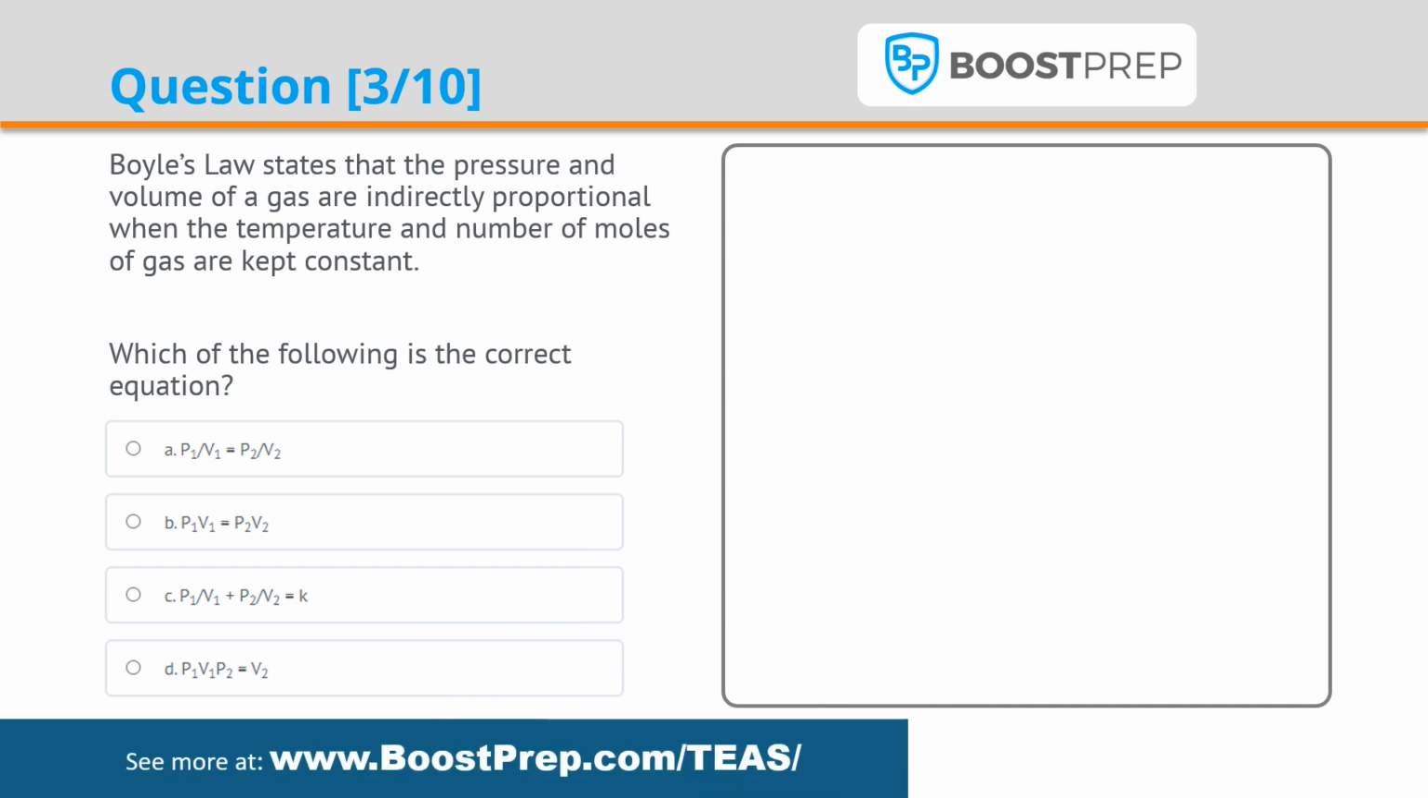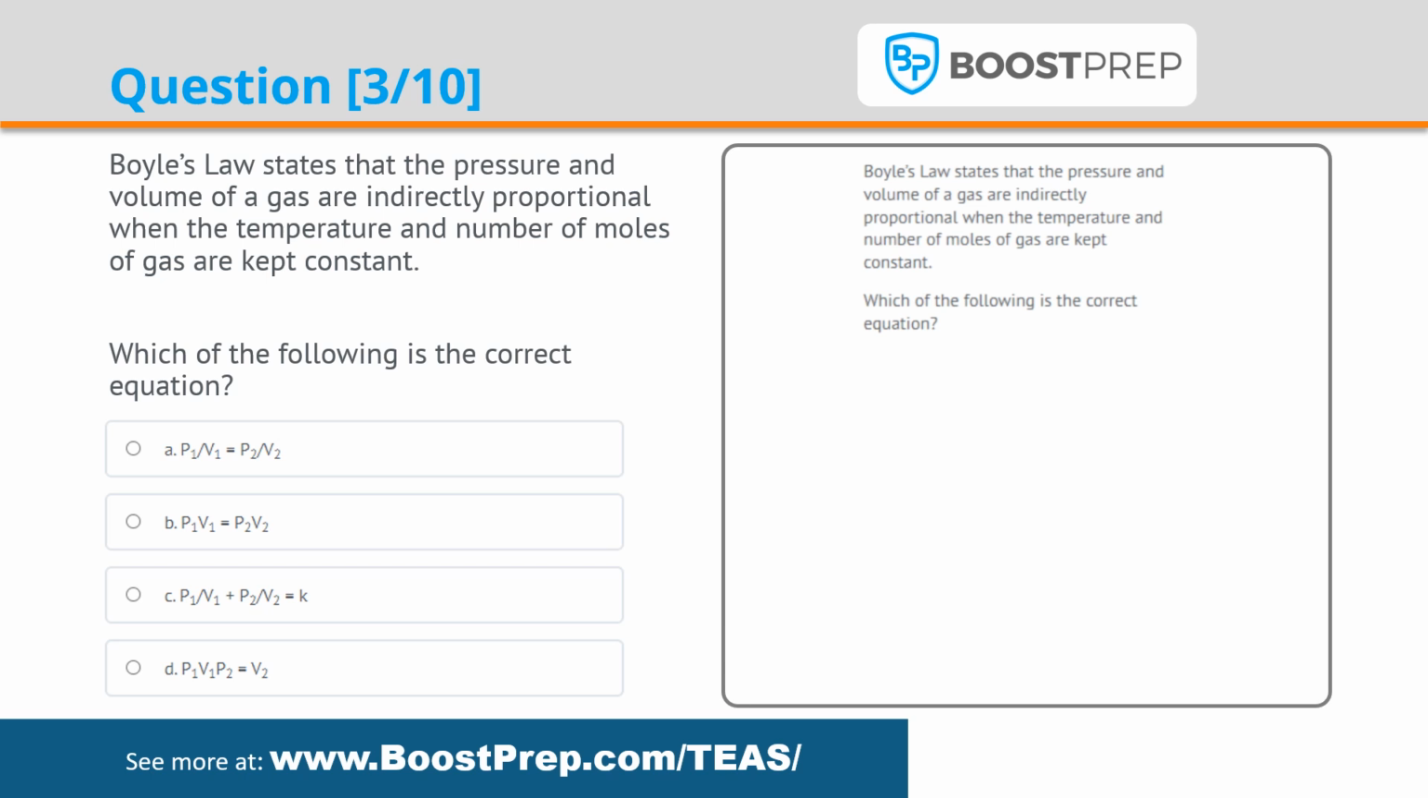Boyle's law states that the pressure and volume of a gas are indirectly proportional when the temperature and number of moles of gas are kept constant. Which of the following is the correct equation? The key to this question is not what Boyle's law is, but the fact that it says that Boyle's law is an indirect proportional relationship.